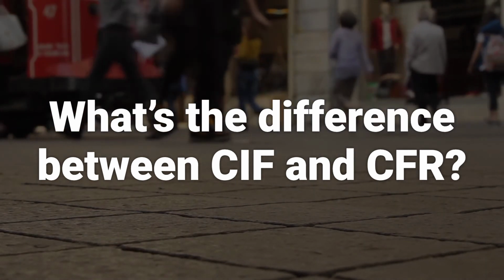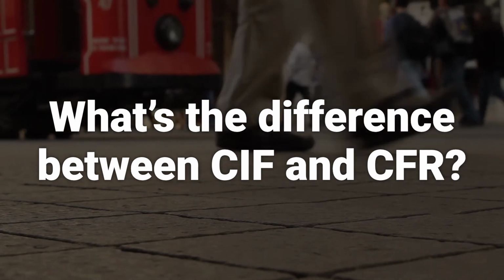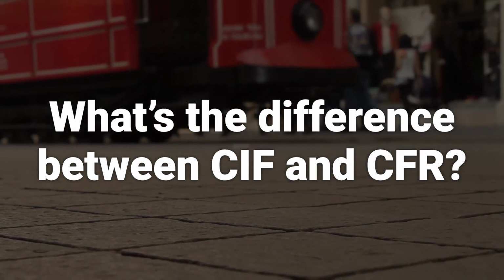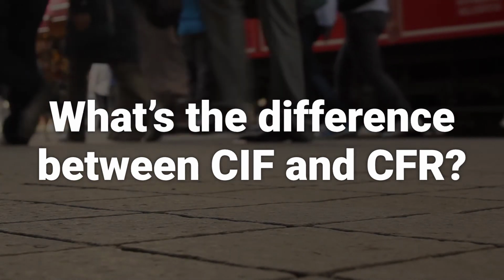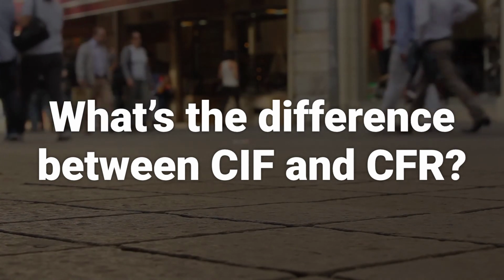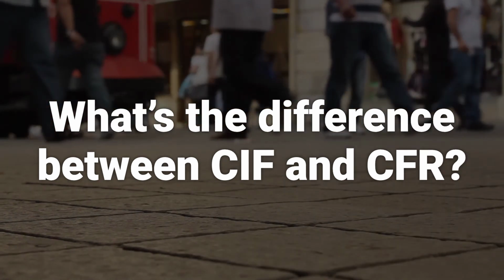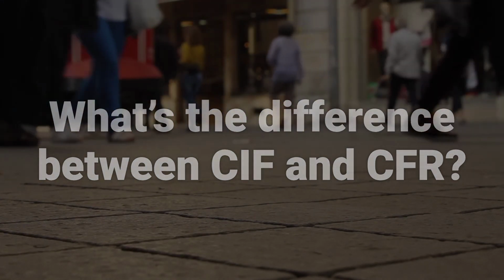Cost and freight and cost insurance and freight, CIF, are similar. They both relate to transporting goods by sea and divide the responsibilities of transit between the buyer and the seller. Where they differ is that CIF requires marine insurance to be included, at the expense of the seller. With CFR, the seller is not responsible for insuring the goods until they reach the destination port.